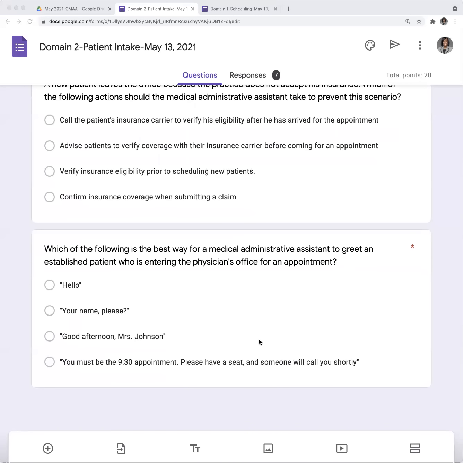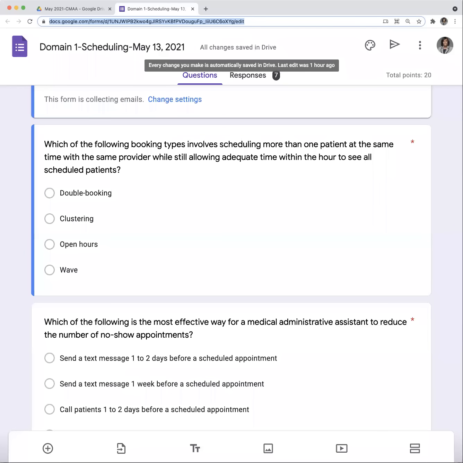What's the best way to greet an established patient? Good afternoon, Ms. Johnson. Some patients, you are going to remember them. And some patients, if you work in a big facility, you probably won't remember most of them unless they come a whole lot. All right, last but not least, scheduling or booking, whatever they want to call it.